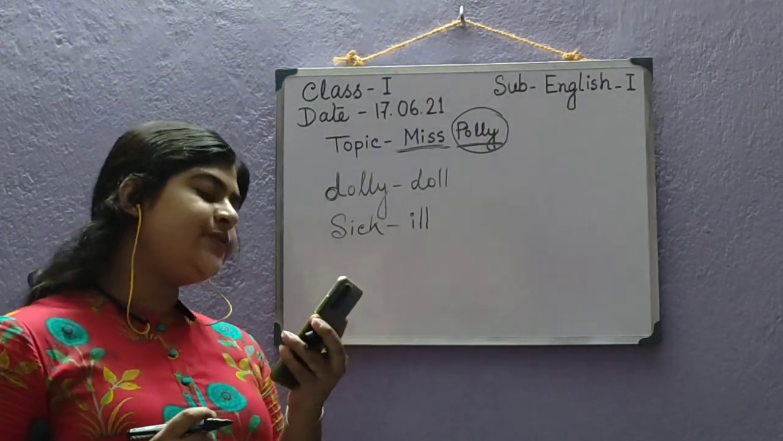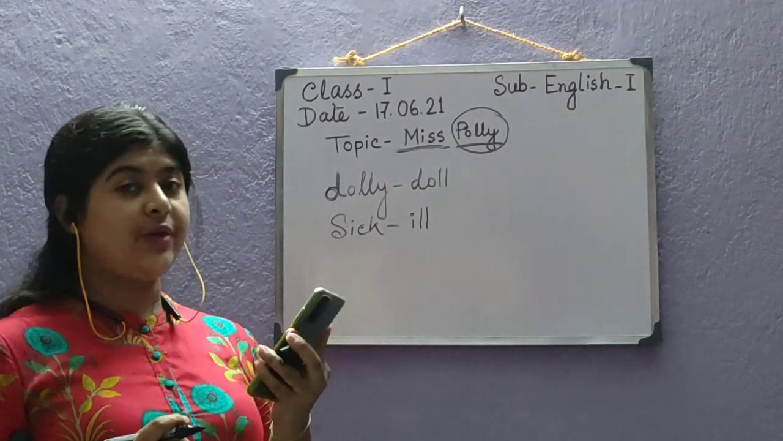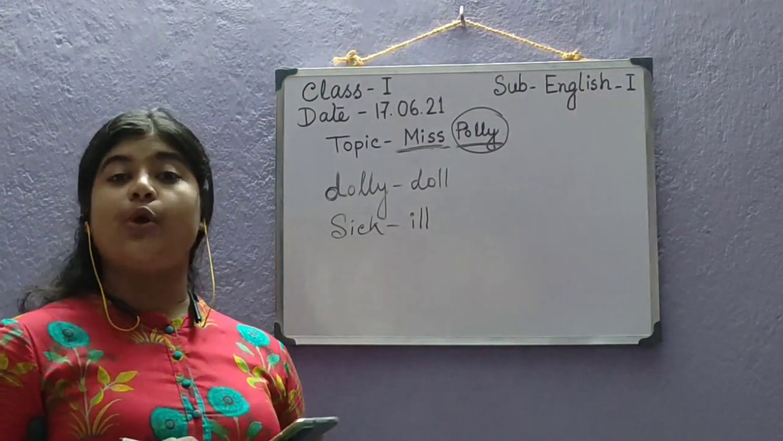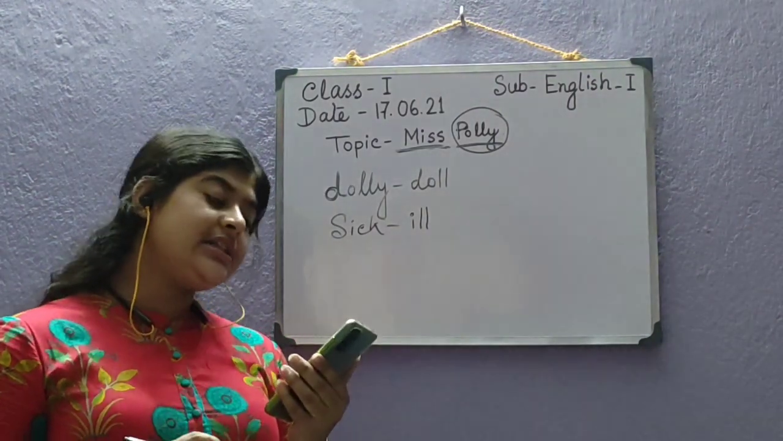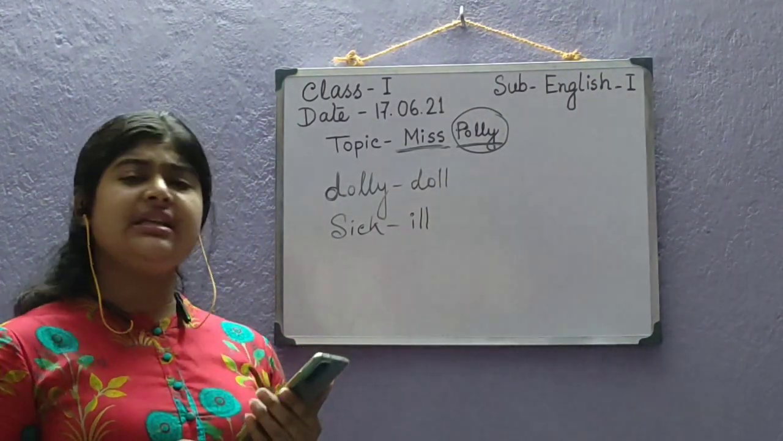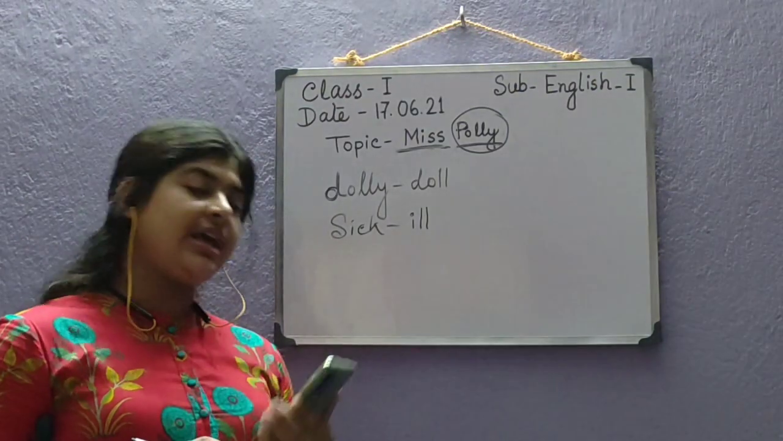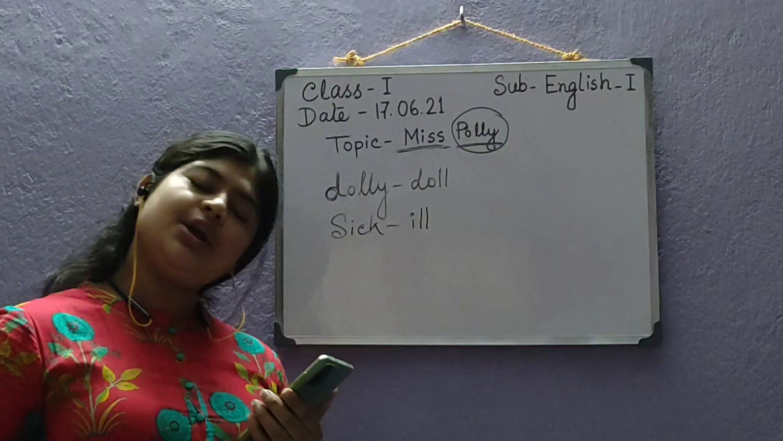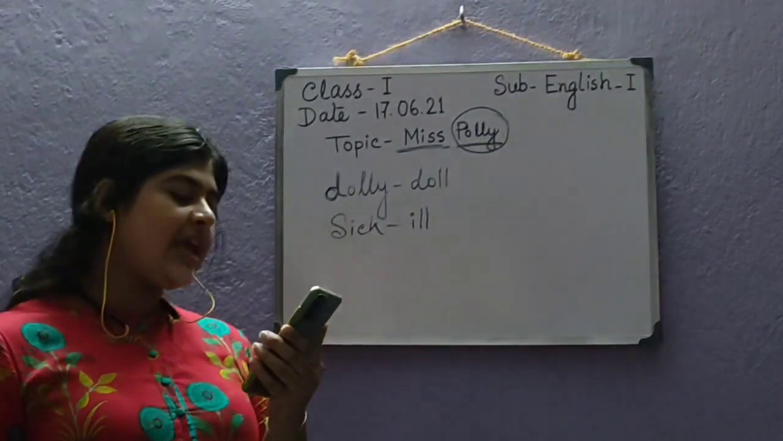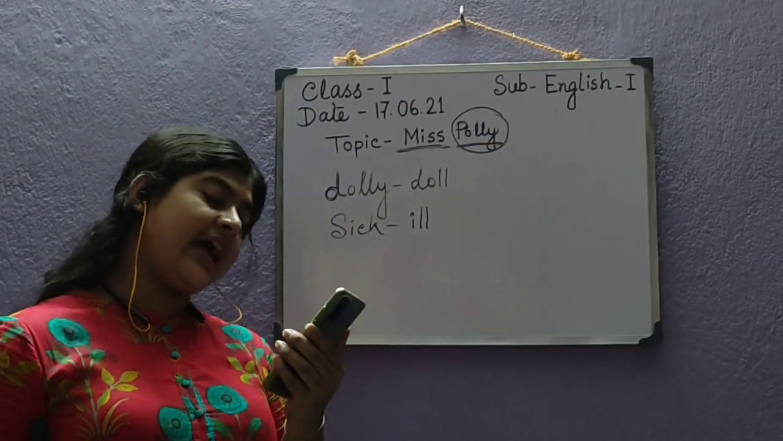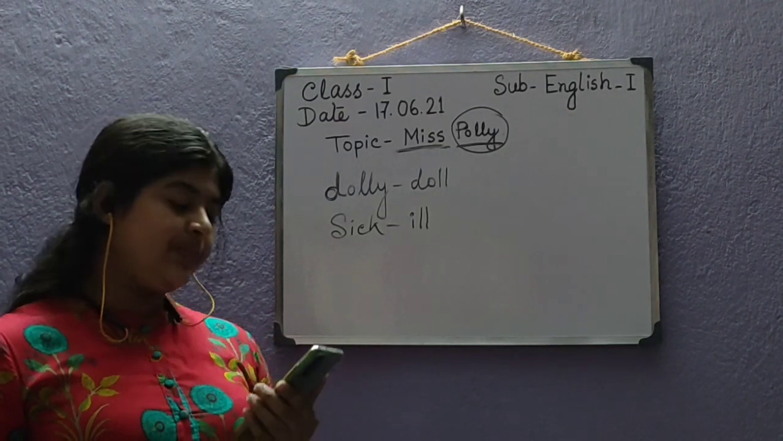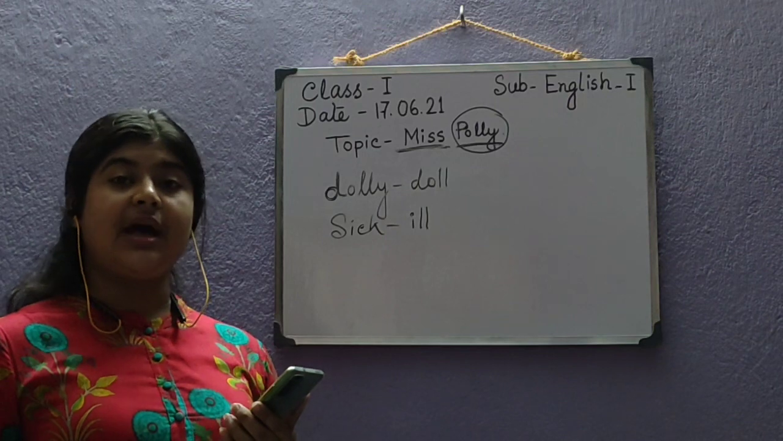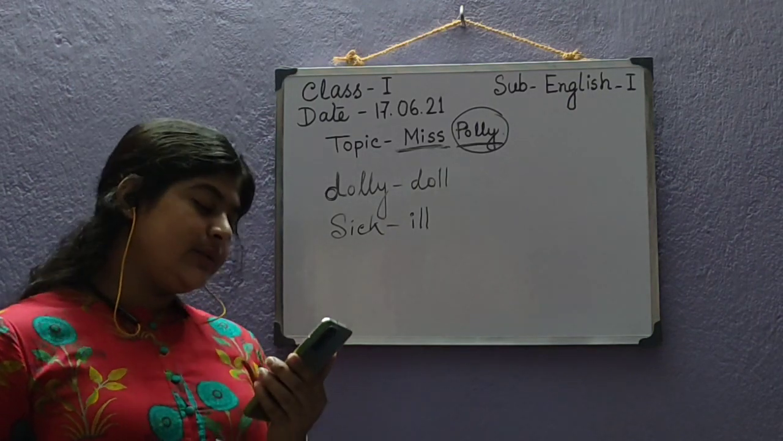Now the next stanza. She called for the doctor to come quick. So when Miss Polly saw that her little dolly was sick, then and there she called for a doctor to come quickly to her home. The doctor came with her bag and her hat. So the doctor quickly came wearing her hat and carrying her bag.